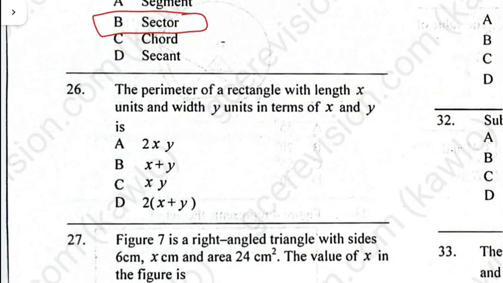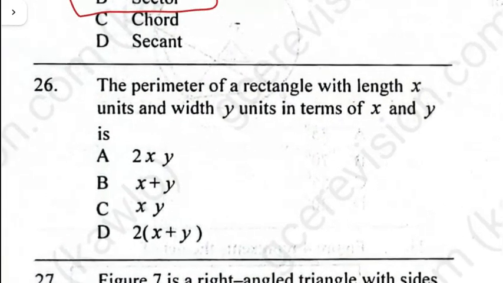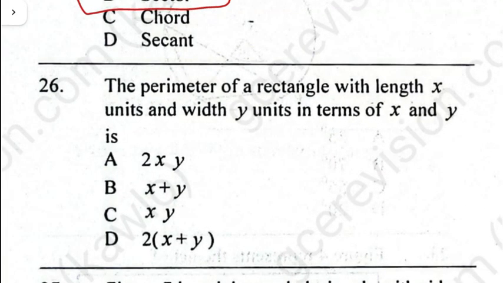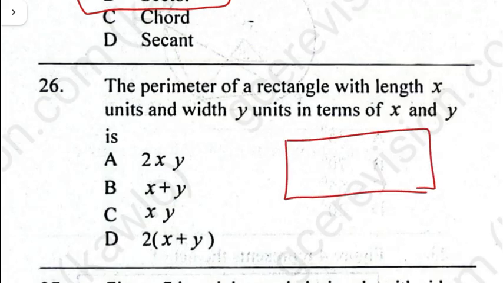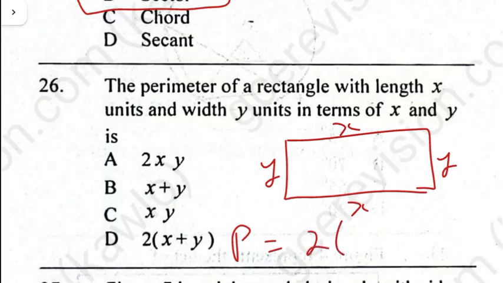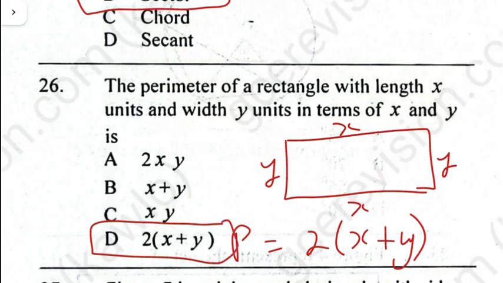The perimeter of a rectangle with length x units and width y units, in terms of x and y, is. So let me say this is the rectangle. Length is x, width is y. So what will be the perimeter? Perimeter is equal to length plus width, twice. So we have 2 times length plus width. So our perimeter is 2 into x plus y. Or you can sum all of the sides and then factorize, and you're going to have that result.